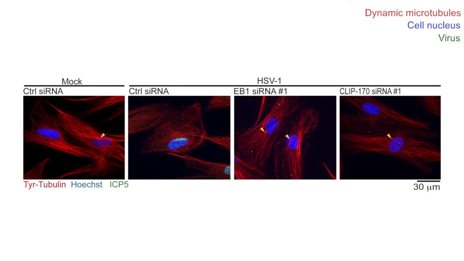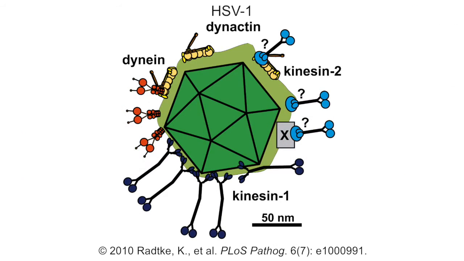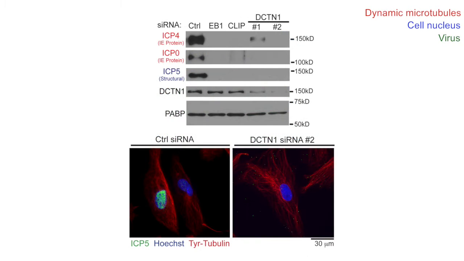The herpes virus initiates gene expression after it has moved along microtubules from the cell periphery to the nucleus. In the absence of EB1 or CLIP-170, however, this retrograde transport process was inhibited, even though the cell's microtubule organization appeared unchanged. Retrograde transport depends on the minus-end-directed motor dynein and its accessory factor dynactin, both of which can bind to herpes virus particles. When the researchers knocked down the large subunit of dynactin, the virus also failed to accumulate in the nucleus and initiate expression of its immediate early genes.